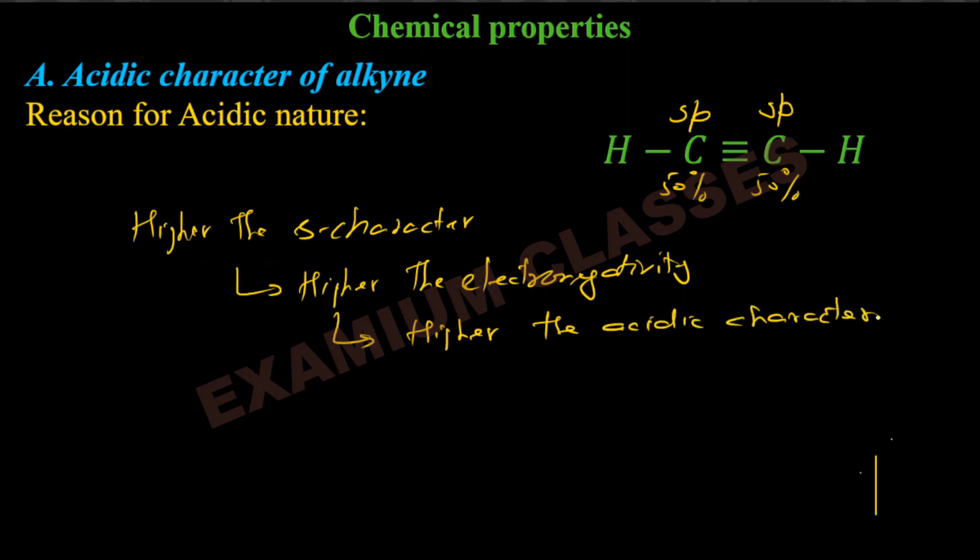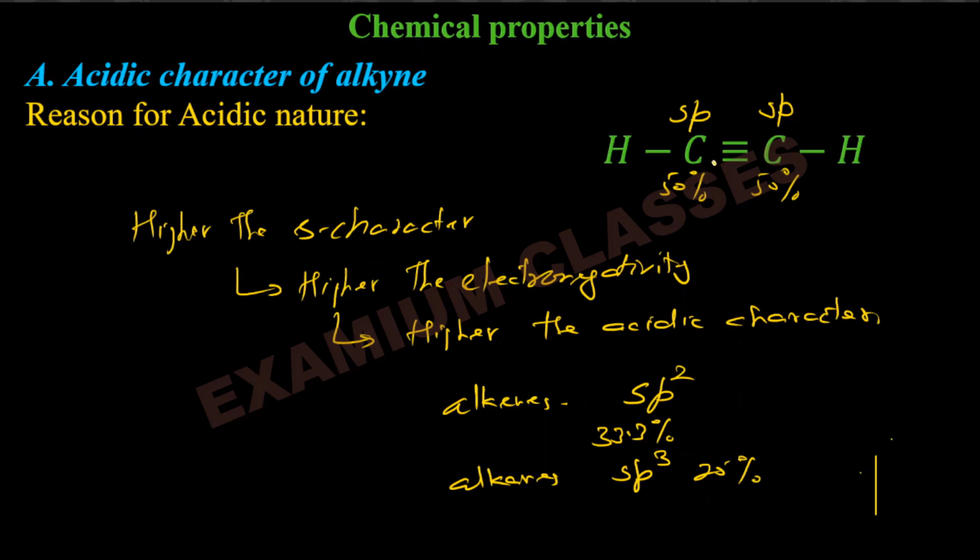Higher the acidic character, because in alkenes you have sp2 hybridized carbon, so S character is only 33.3%. In alkanes we have sp3 hybridized, means S character is just 25%. Means alkynes have maximum S character out of these 3. So that's why these are most acidic out of these 3. Why? Understand it one by one.